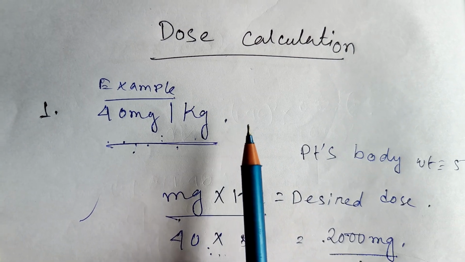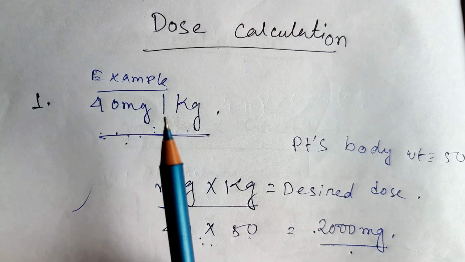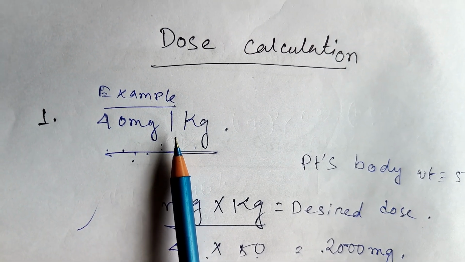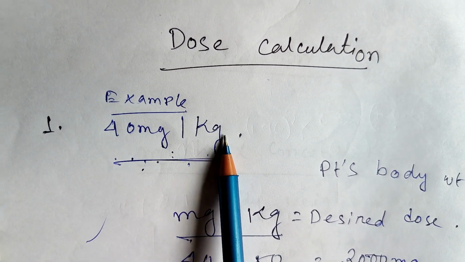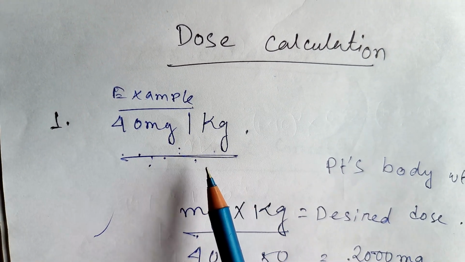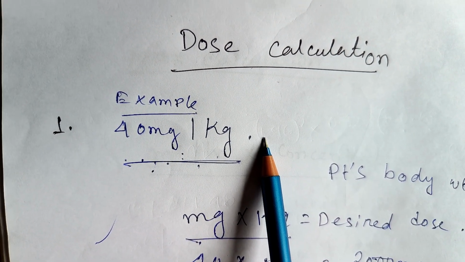In case of dose by body weight, if the doctor advises the dose of the patient is 40 mg per kg, we have to give the medicine, like erythromycin, 40 mg per kg as per the physician. So how do we calculate the dose?